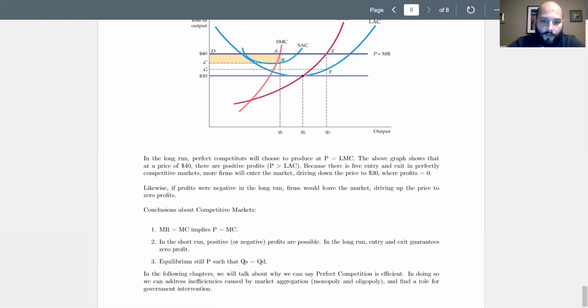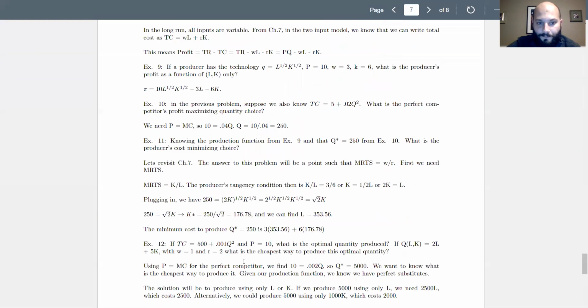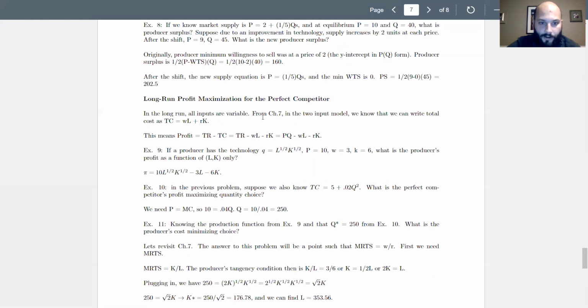All right, so let's tie it all together then with a couple example problems. Really, the main theme of this chapter was figuring out how the perfect competitor finds the profit maximizing quantity. And then in previous chapters, we looked at if we know a particular quantity, what's the cheapest way to produce it. So that's what we're doing up here.